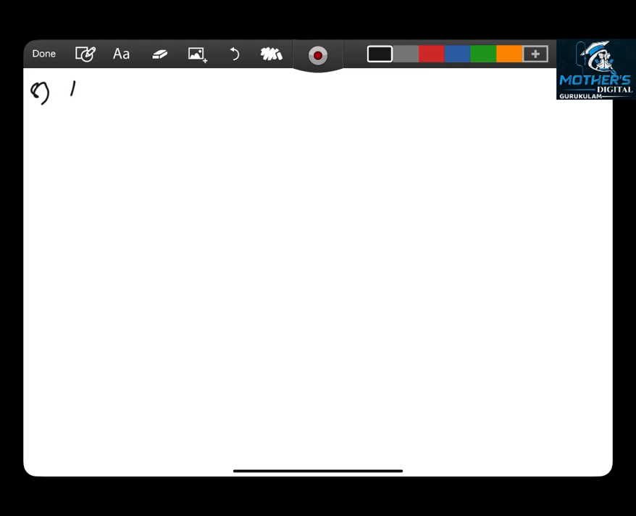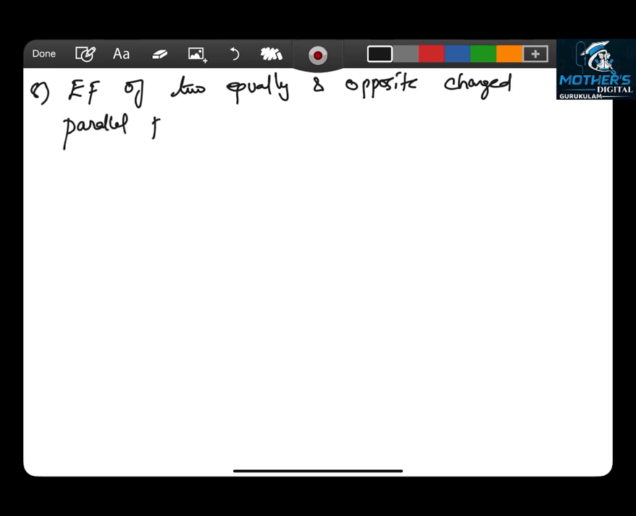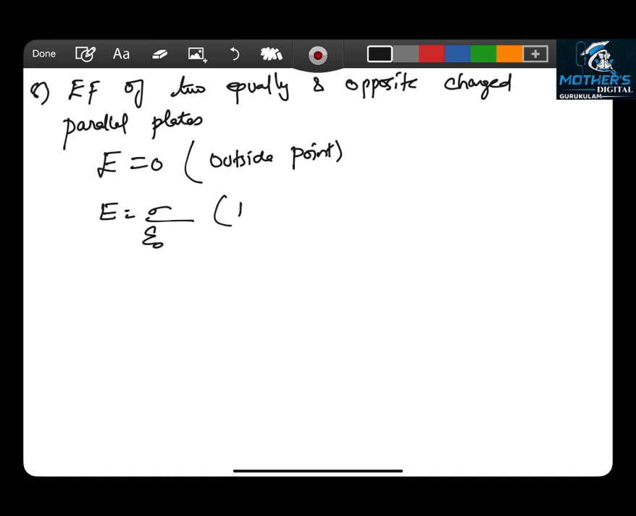The next formula, electric field of two equally and oppositely charged parallel plates. So E will be equal to 0 outside the plates. E will be equal to sigma by epsilon naught inside.